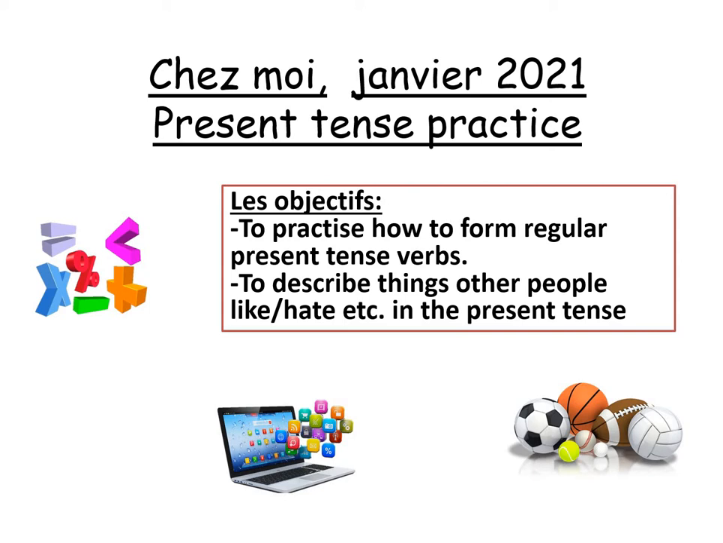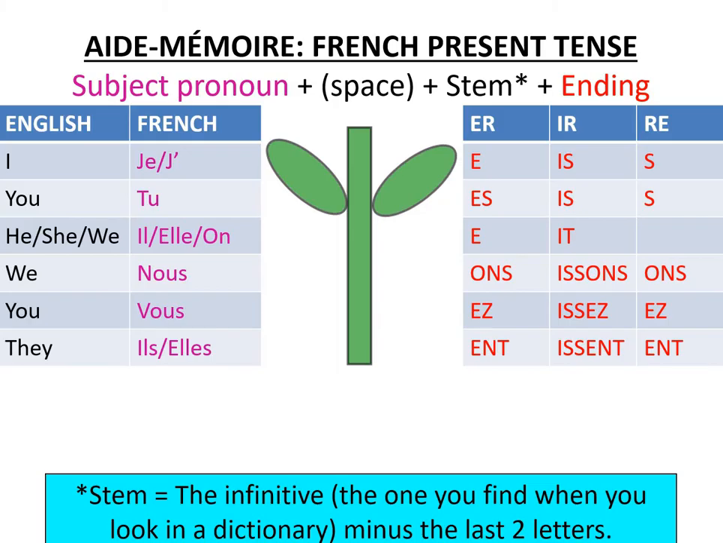Okay, so if you're working in your books for today's date, the title, chez moi, at my house, or you can do this on paper or on the sheet. So first of all, let's just have a quick recap of how we turn our verbs into the present tense. If you have not watched the previous lesson, today's lesson won't make much sense. You do need to make sure you've done that lesson first.